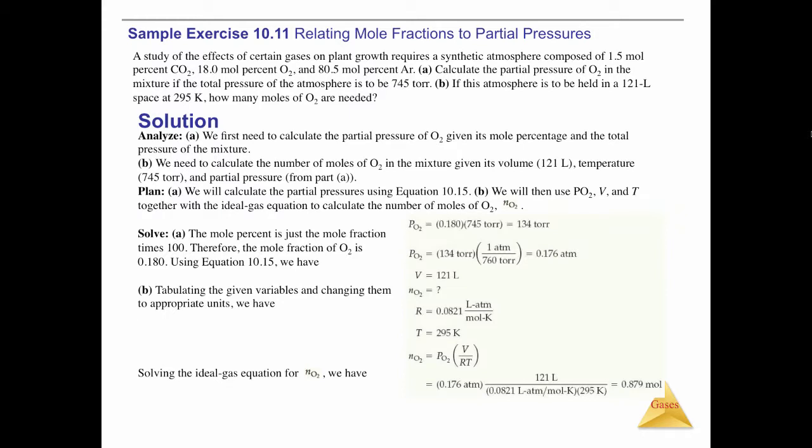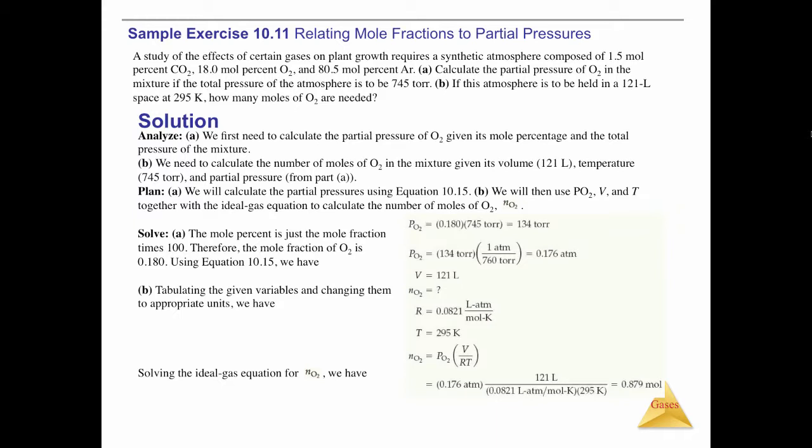A study of the effects of certain gases on plant growth requires a synthetic atmosphere composed of 1.5 mole % carbon dioxide, 18 mole % oxygen, and 80.5 mole % argon. Calculate the partial pressure of oxygen in the mixture if the total pressure of the atmosphere is to be 745 torr. If this atmosphere is to be held in a 121-liter space at 295 Kelvin, how many moles of oxygen are needed?